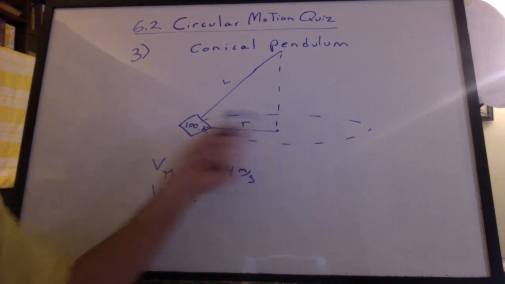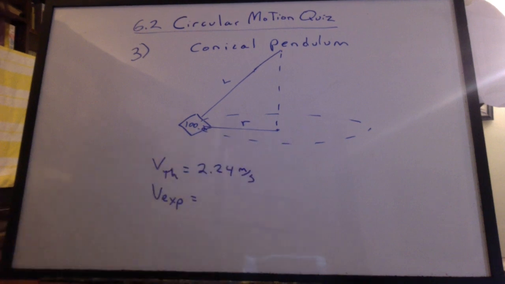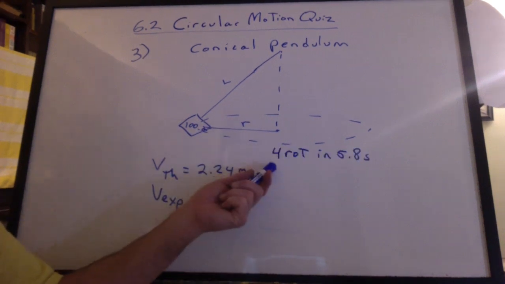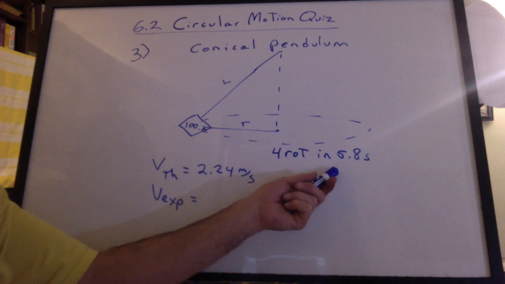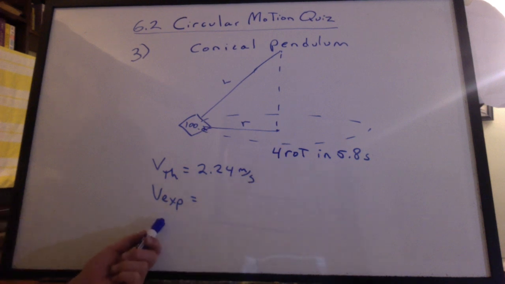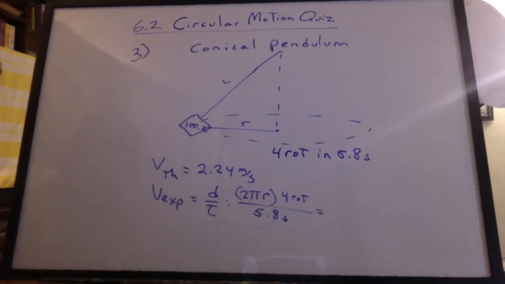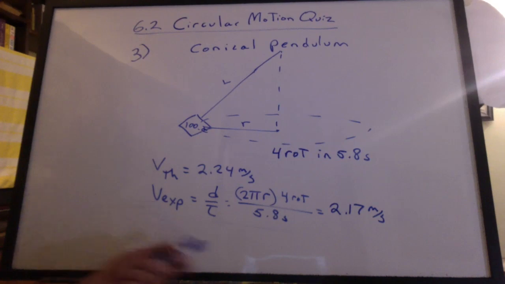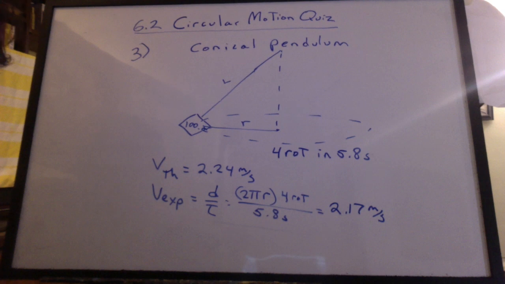No. You'd probably want to do it for 3 or 4. So let's say it went 4 rotations in 5.8 seconds. Could you calculate an experimental velocity? Well, that's a distance over time: circumference times the number of rotations divided by the time. We get an experimental velocity of 2.17 meters per second, which is reasonable for what we did in our lab.